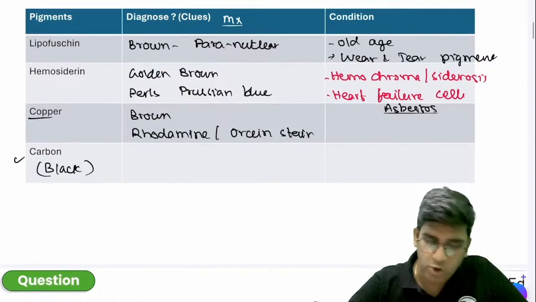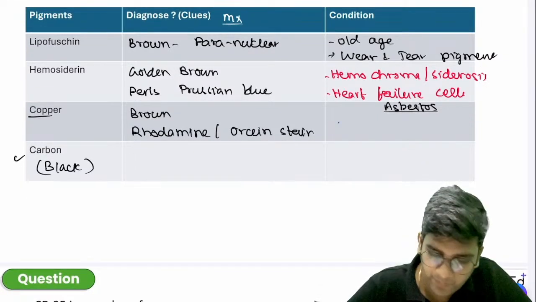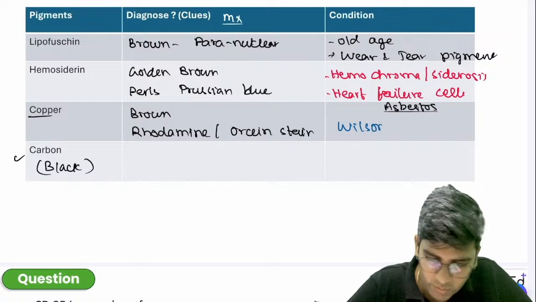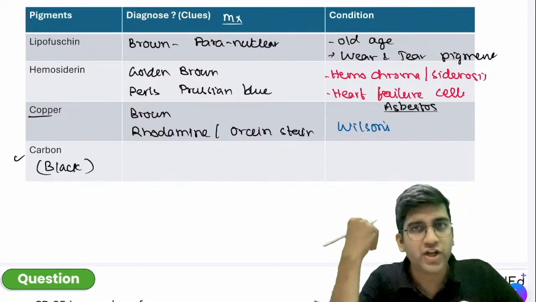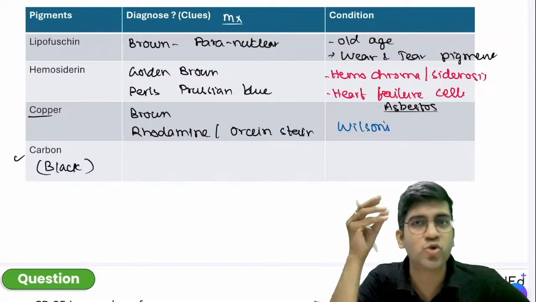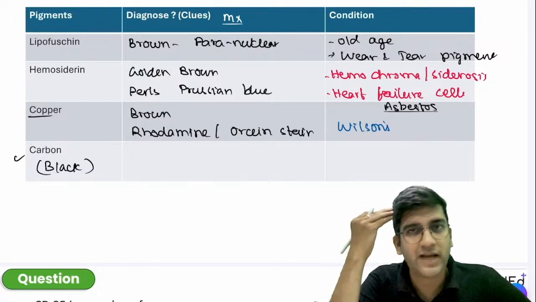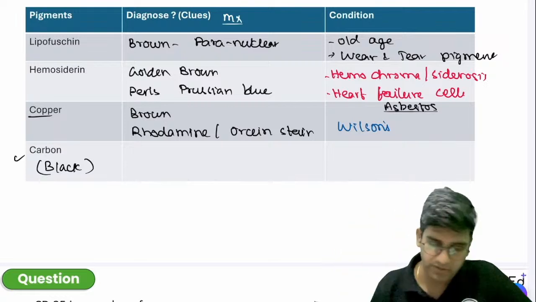What disease has copper excess? Wilson's disease, right? Your hepatolenticular degeneration, your KF ring. I'm sure you must have seen or must have been shown in ophthalmic sessions. The KF ring is a classical finding, right? And you can have the basal ganglia involvement and everything, fine, perfect.